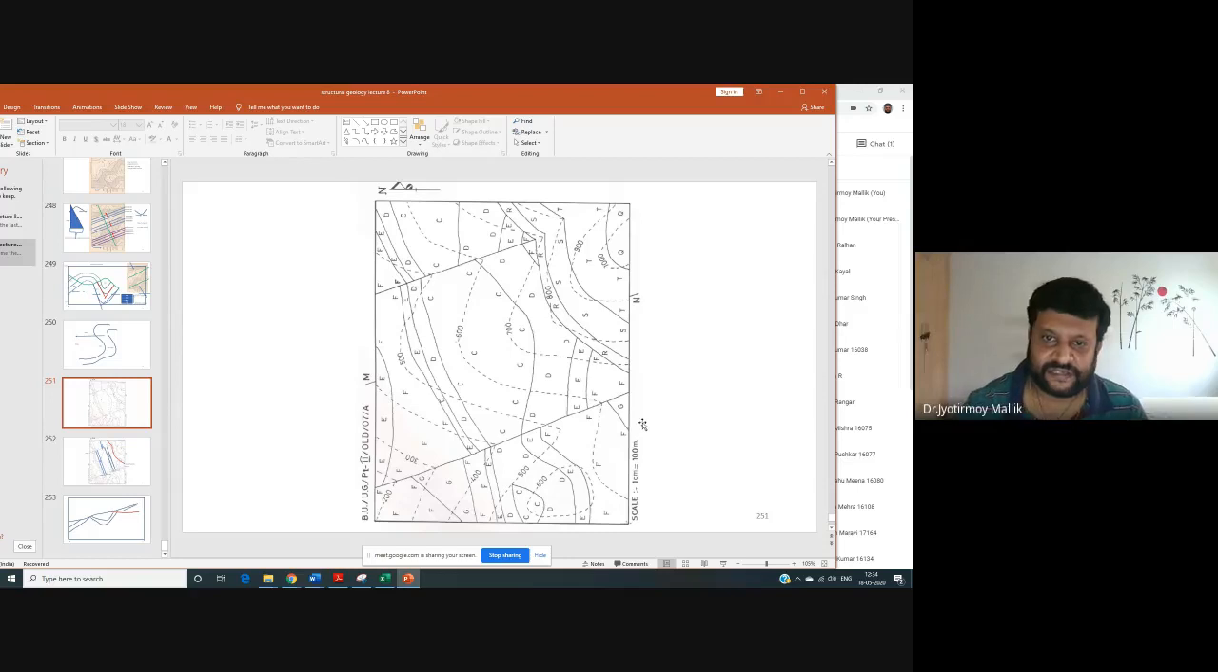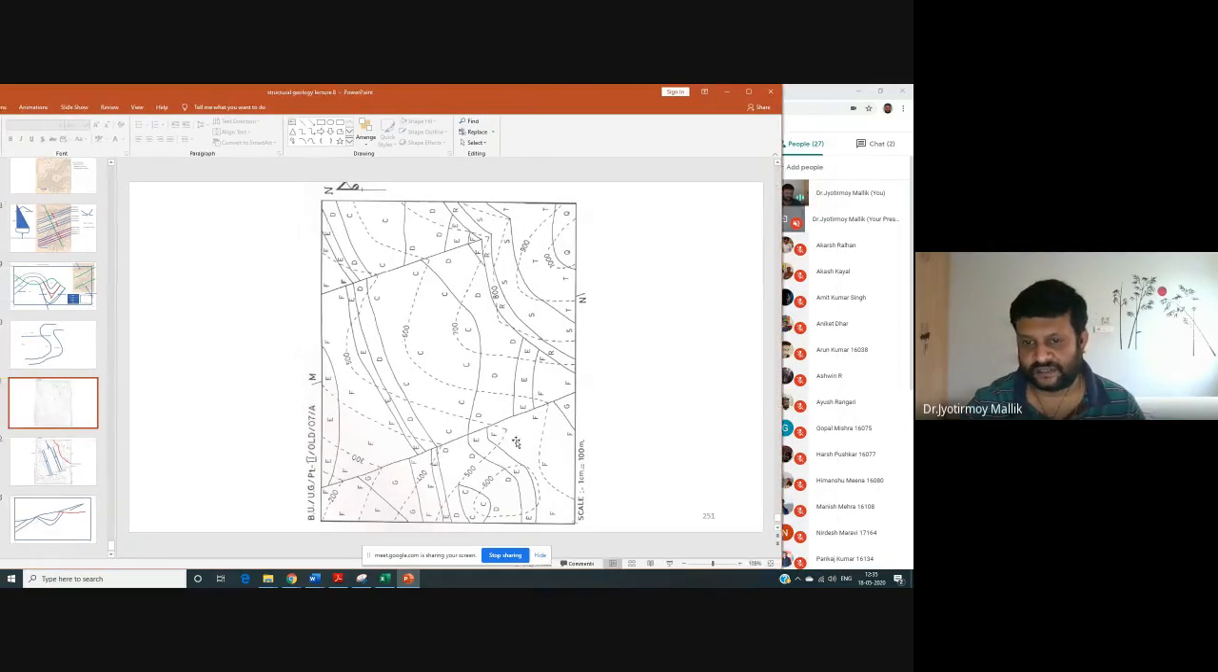The first thing that comes to my mind, the most conspicuous part of the map, is that I can see these lines which are cutting across the bed boundaries as well as the contour lines. So what are these straight lines? Can someone write down, please? What are these two lines, Aniket? Aniket, are you sleeping? Faults. Very good. They are faults.